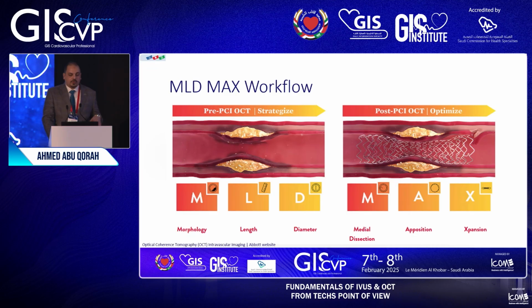MLD MAX workflow. This is for OCT, pre-PCI. M for morphology: look for calcium. L, the length of the stenosis, from normal to normal, and avoid landing in TCFA or high lipid pools. D, diameter, either EEM or lumen. Post-PCI, medial dissection that reaches the media and takes one quadrant arc. Apposition, as we mentioned, more than 200 micrometers and more than 3 millimeters. Expansion, 80% is accepted, 90% is optimal.